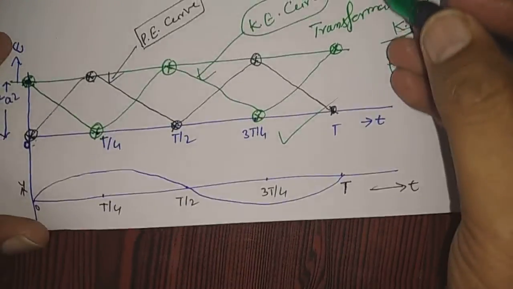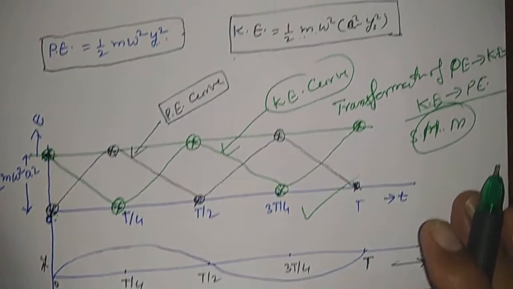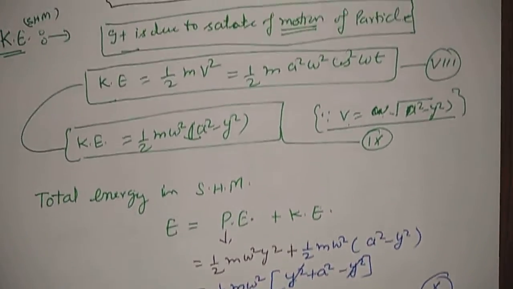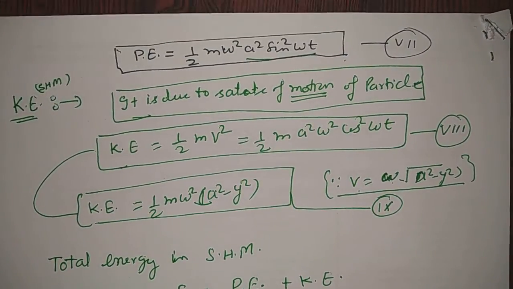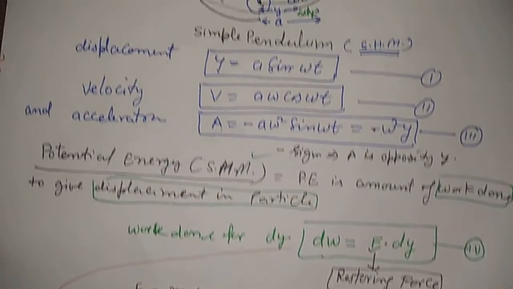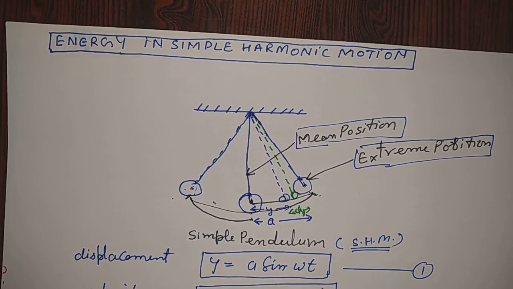See, it can be seen here in the diagram. This is for the total energy of simple harmonic motion. This is for this topic only.